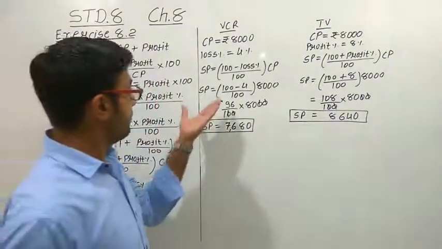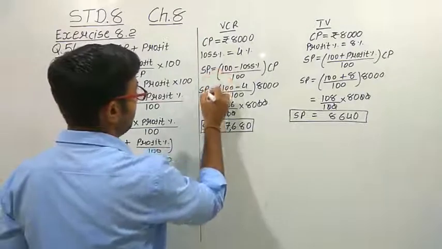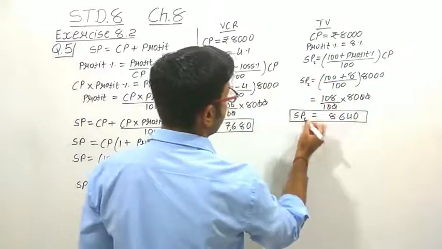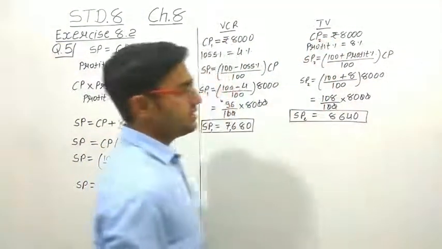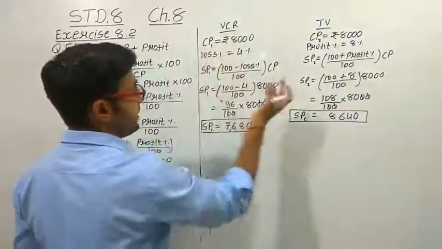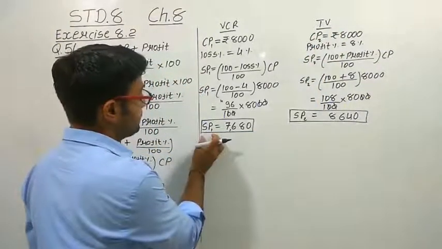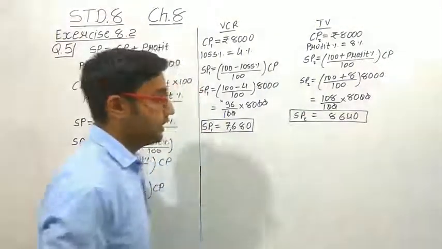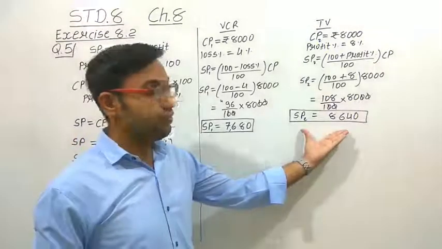To differentiate between these two selling prices, we can take the selling price number 1 and selling price number 2. We can also differentiate the cost prices by taking 1 and 2. This is a very simple thing. Or we can also write the CP in brackets, VCR, and CP in brackets, television. In the same way, SP, selling price in brackets VCR and selling price in brackets television. So see, the selling price of the VCR is this, selling price of the TV is this.